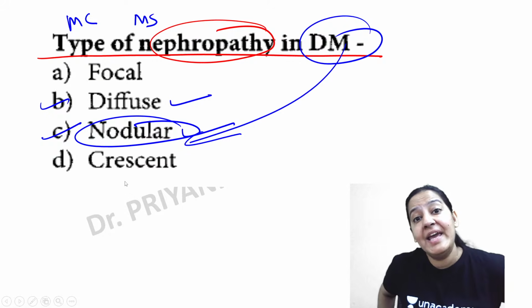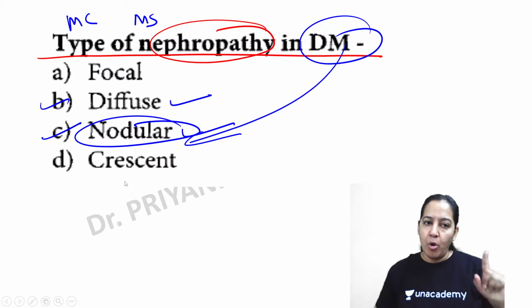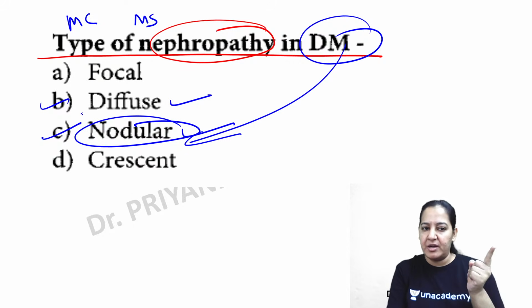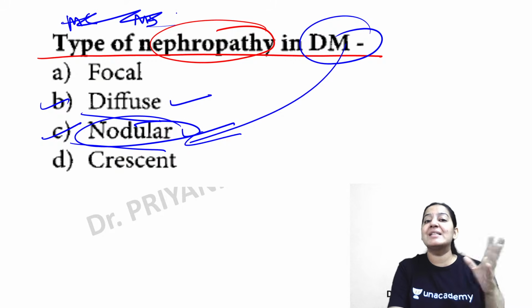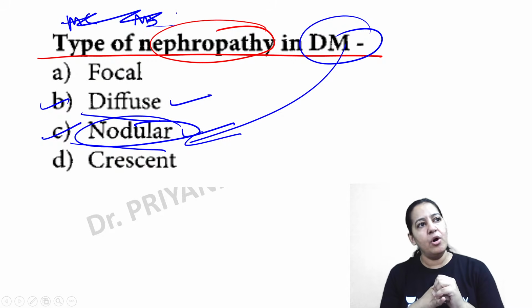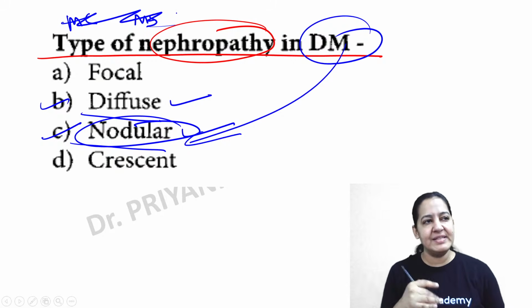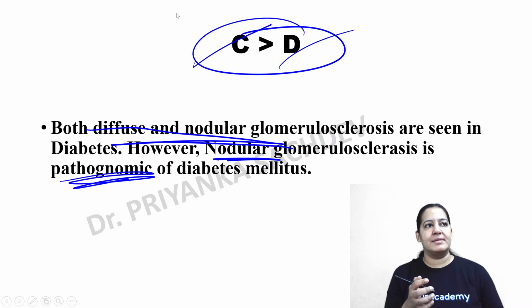So if both come in the options, what will you do? If most common is asked, of course everyone will mark diffuse. If most specific is asked, of course everyone will mark nodular. But if the same question comes with nothing else given, what will you do? Go with C followed by B. You got my point? That is the thing. So shall I continue?